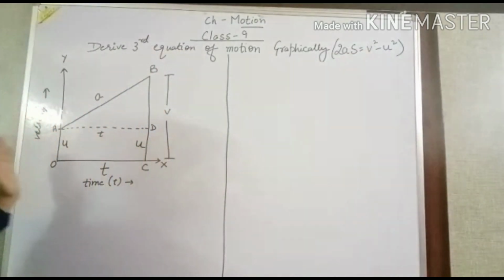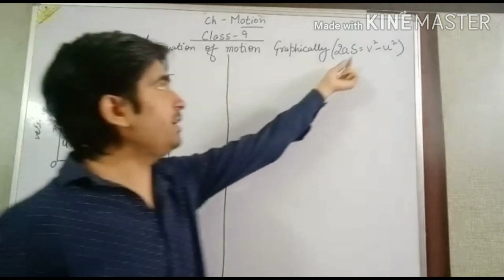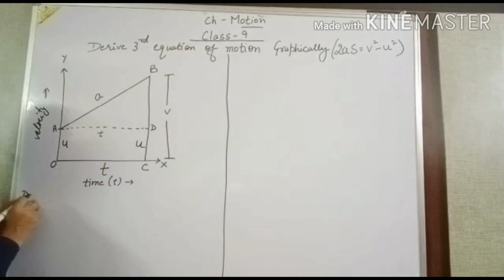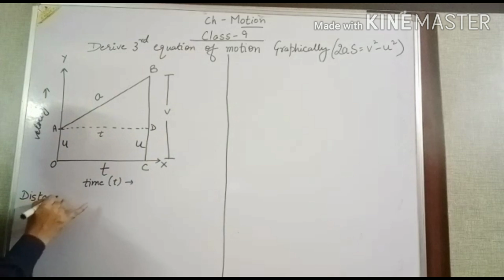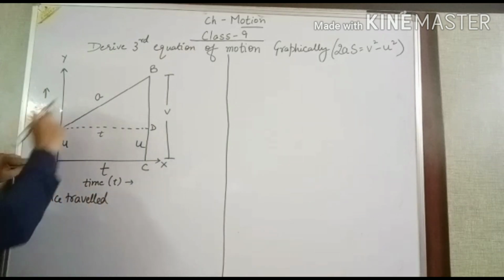So for this we need to have the velocity time graph again, and in this equation also, on the left hand side we are having distance. So for distance again we will take the distance traveled by a body, OABC.